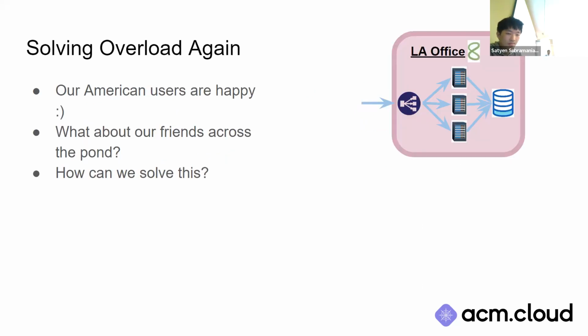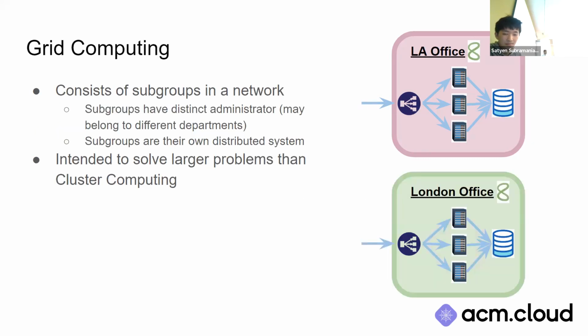Okay, so we just discussed this. The solution to all of these problems that we noticed with cluster computing is to basically open a new office. In our case, we've done so in a different country, so that we can have even higher availability and different people can access our server or our content even faster.